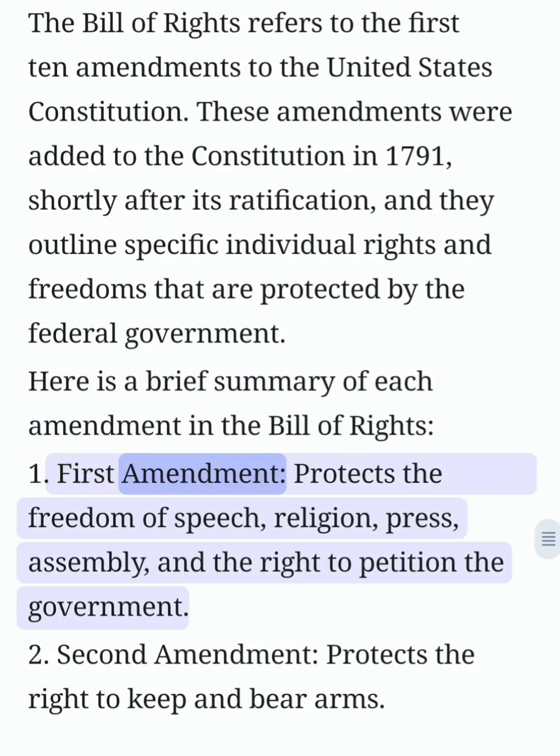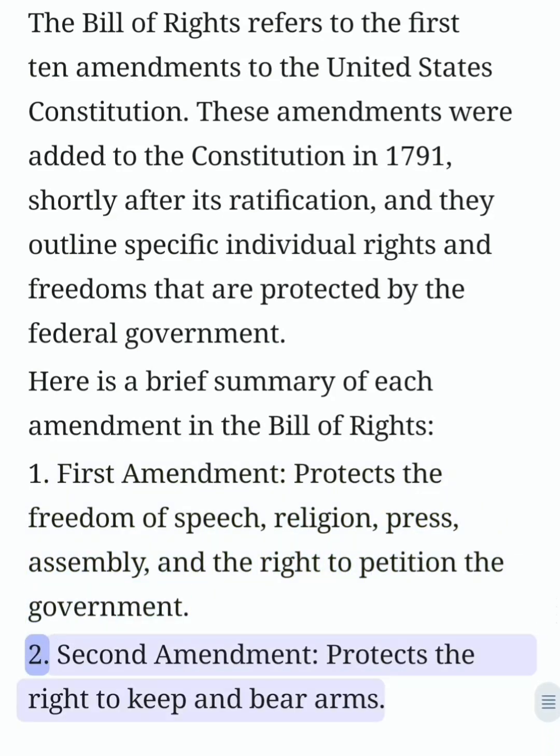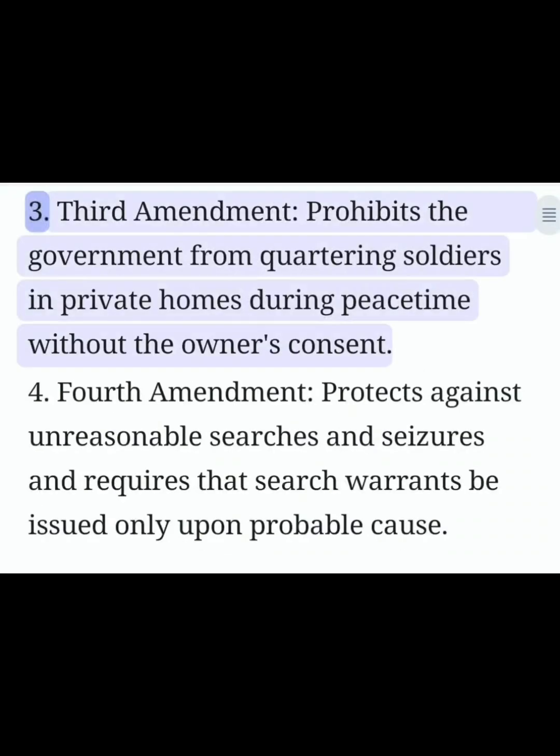1. The First Amendment protects the freedom of speech, religion, press, assembly, and the right to petition the government. 2. The Second Amendment protects the right to keep and bear arms. 3. The Third Amendment prohibits the government from quartering soldiers in private homes during peacetime without the owner's consent.